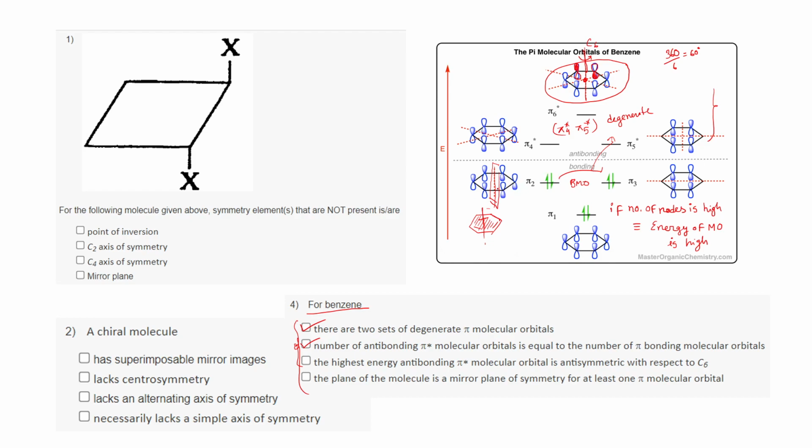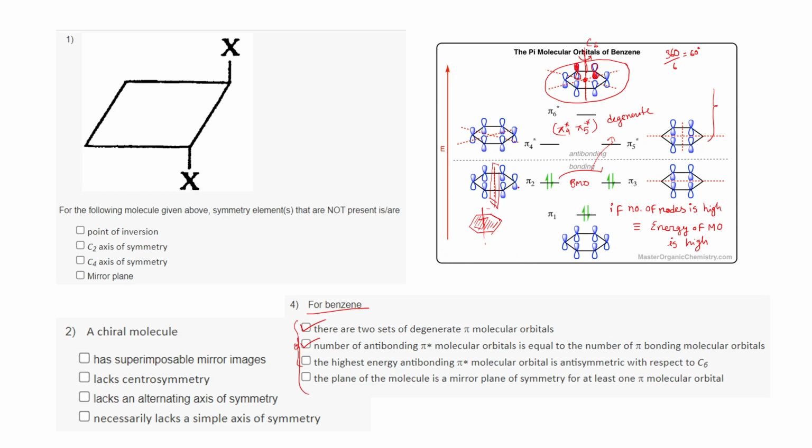So we are discussing that if the number of nodes is high, then the energy of that MO will be high. These are all MOs, right? Molecular orbitals. Pi 4, pi 5, pi 2, pi 3, pi 1 and pi 6. Here the p orbitals are given for each carbon, and this will come from Huckel MO theory. If you read further, go into the symmetry, this is what it will look like. So if the number of nodes is high, then the energy will be high.